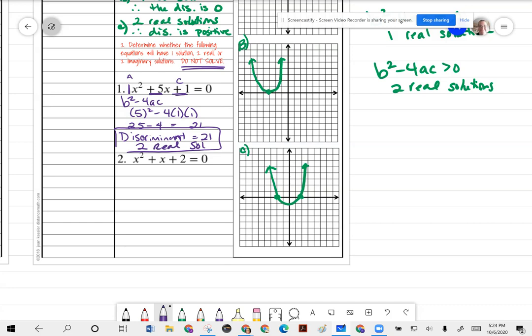Now let's take a look here at number 2. We've got b squared minus 4ac. I've got my b, which is 1. So 1 squared minus 4 times 1 times 2. So I've got 1 minus 8. So my discriminant is -7. My discriminant is -7. Therefore, I have two imaginary solutions.